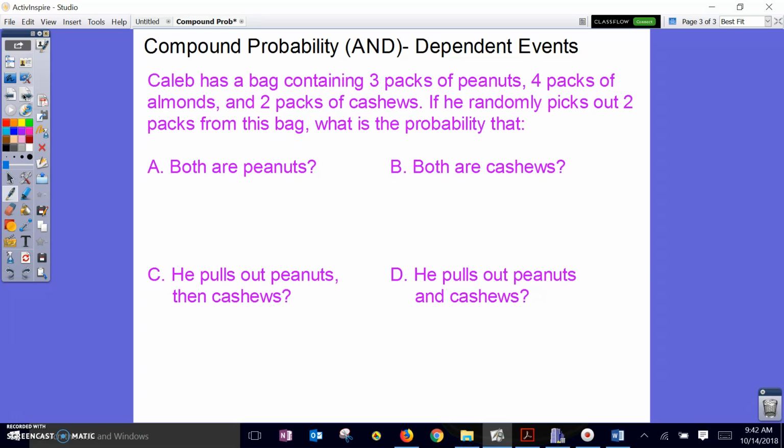All right. Caleb has a bag containing 3 packs of peanuts, 4 packs of almonds, and 2 packs of cashews. If he randomly picks out 2 packs from this bag, what is the probability that, first, both are peanuts? Well, to pull the first pack out, there are 3 packs of peanuts out of the 9 packs in the bag. And then if he already pulled out a pack of peanuts, there are 8 packs left, and 2 of those packs are peanuts.